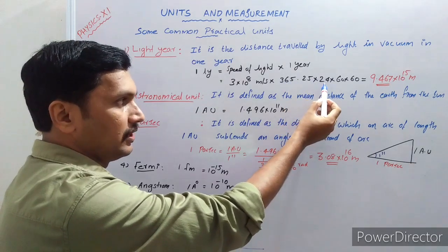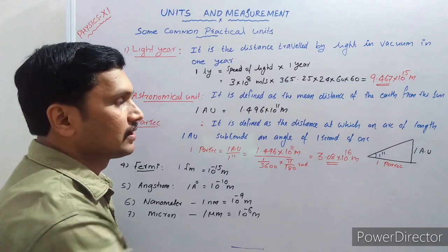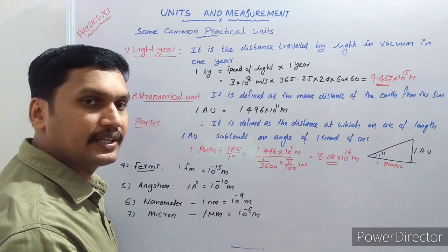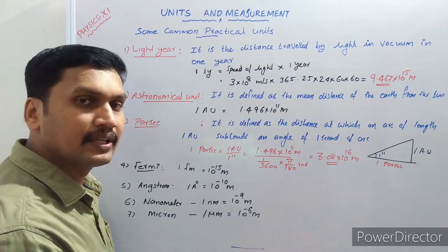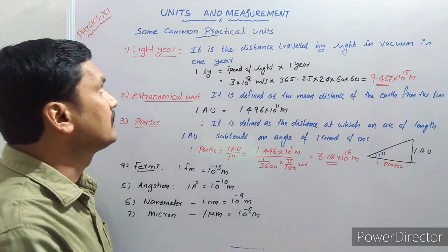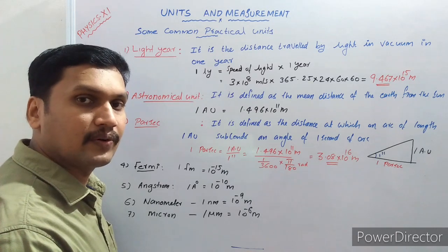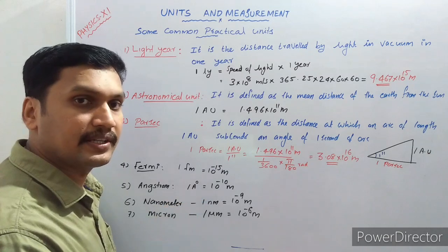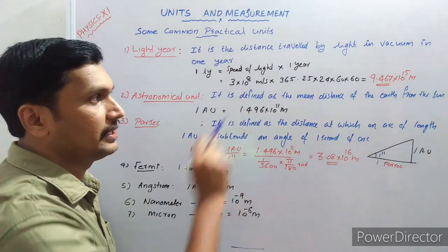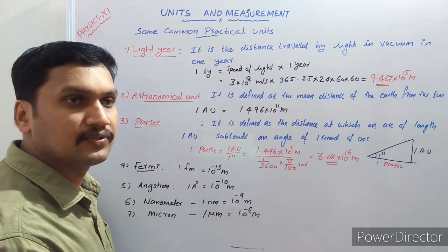365.25 into 24 into 60 into 60. So 1 light year is 9.467 into 10 raised to 15 meter. That is the value of 1 light year. It is the distance traveled by light through vacuum in 1 year. Usually this unit of length is used for the measurement of interstellar distances, or distance to the stars, usually expressed in light years. 1 light year is numerically equal to 9.467 into 10 raised to 15 meter.